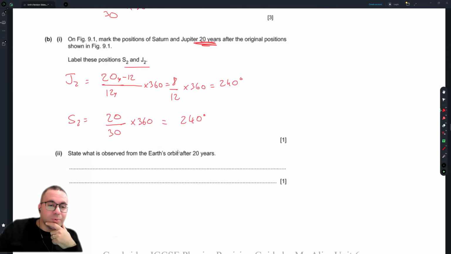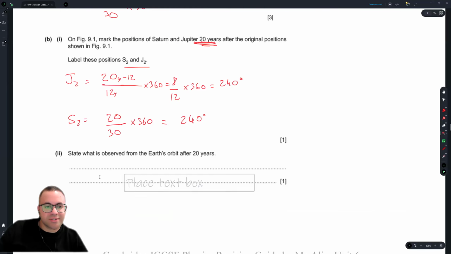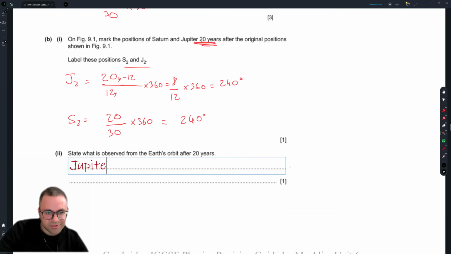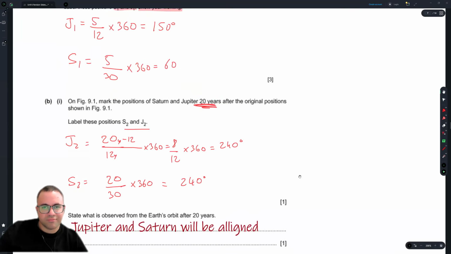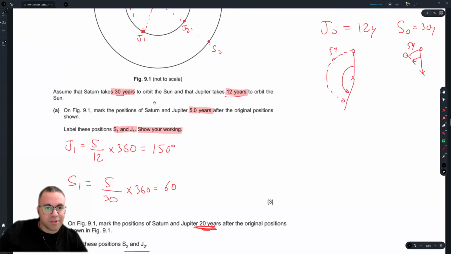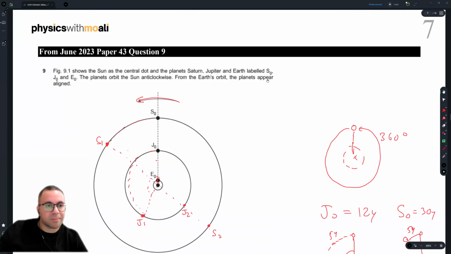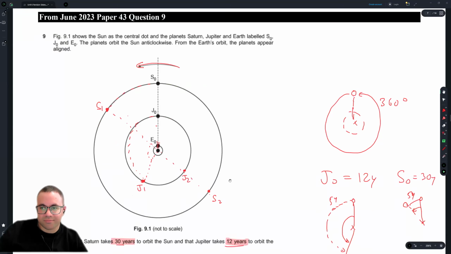Then state what is observed from the Earth's orbit after 20 years. So what do you see after 20 years? Jupiter and Saturn will be aligned. They will both be just exactly what they were. He mentioned this earlier. From the Earth's orbit, the planets appear aligned.